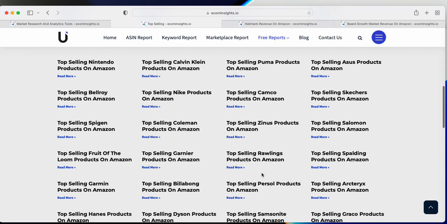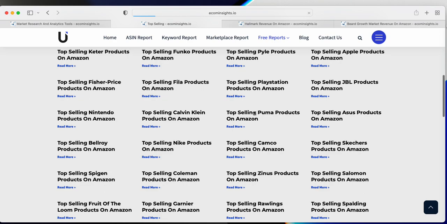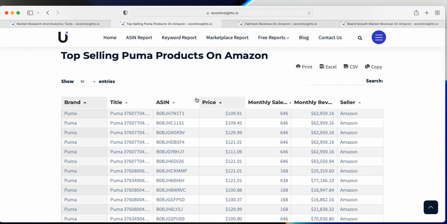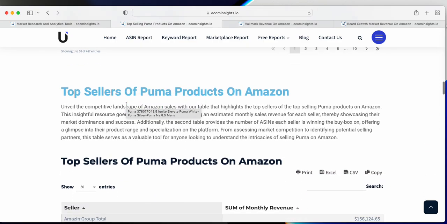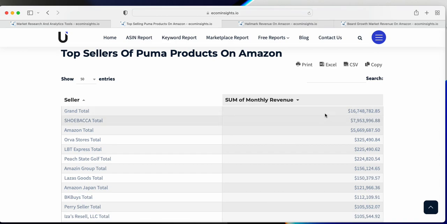But if we go to another example, another brand, let's say that Puma example that we were just talking about. For this Puma one, this also is the same thing. The only difference is we'll go down to the top sellers. Some of you might want to find opportunities. You can see Puma does over $16.7 million a month in revenue. Amazon here is only about a third of it at $5.6 million, but this seller called Chewbacca does close to $8 million a month in revenue.